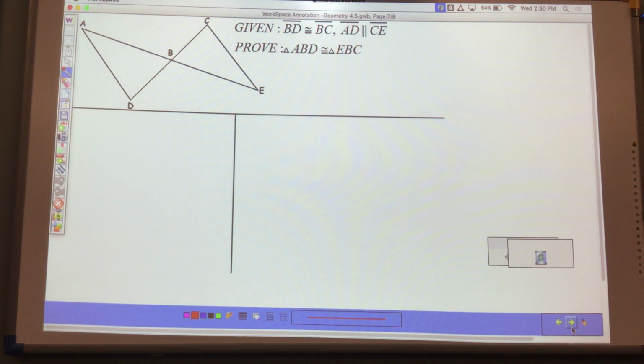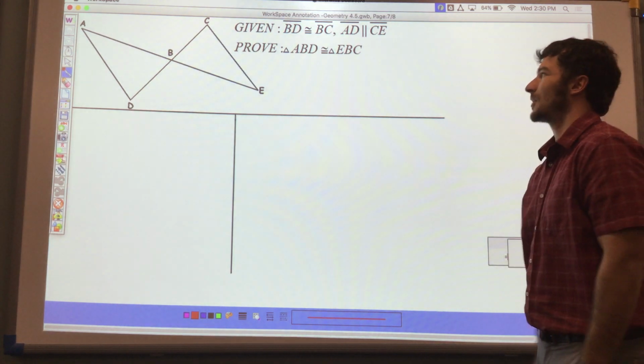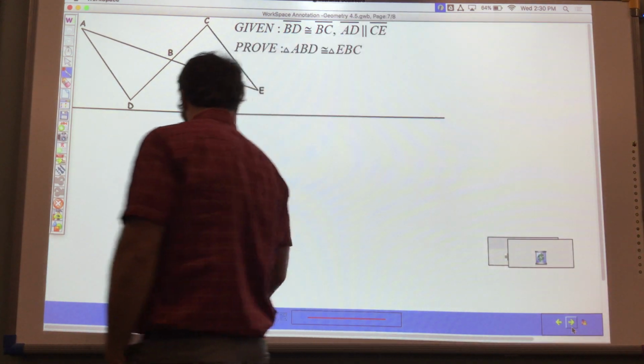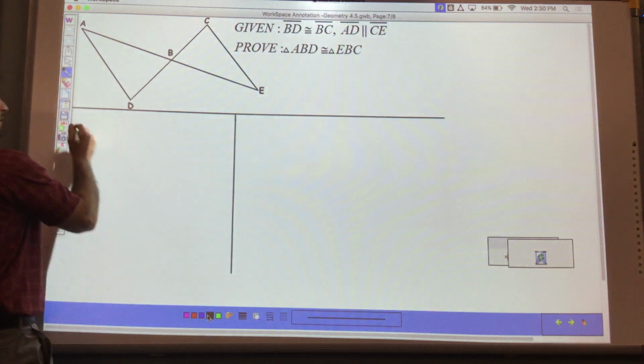Okay, it wouldn't be a lesson without a proof, so here's our proof. Proving triangles are congruent. We want to show that triangle ABD is congruent to triangle EBC. So, start with your givens.